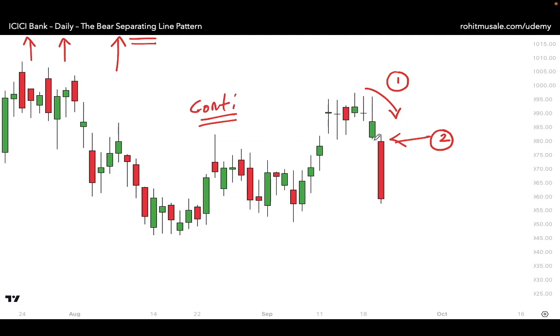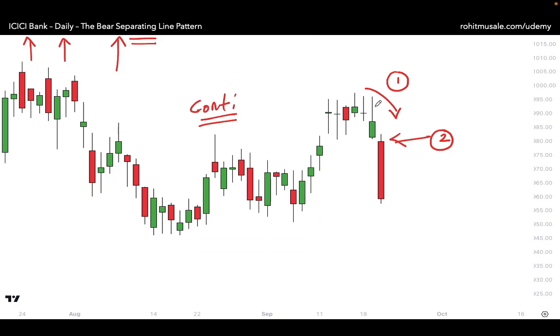As you can see here, the bear separating line is signaling a top here. Generally, the bear separating line is used in a downtrend. In a downtrend, you get a green candle where people become optimistic. But the moment the second candle closes down like this and has the same opening price, that is an indication of a disaster that is going to come ahead.